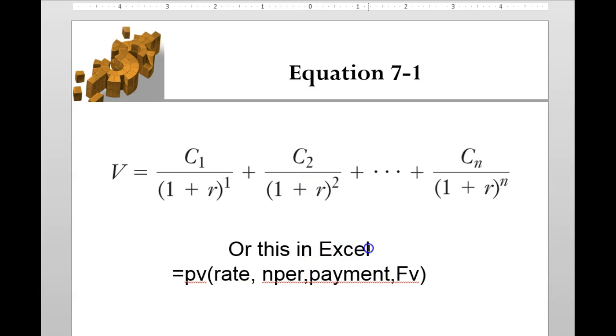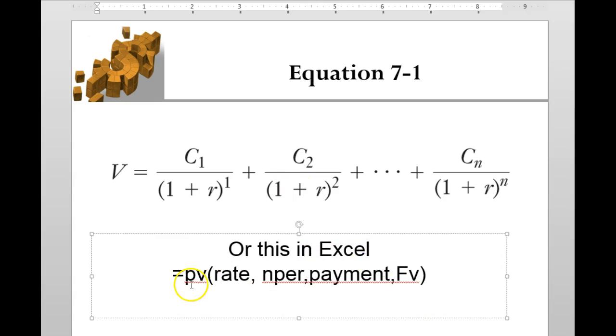This is the Excel way of doing it. This is a function. This is present value. You plug in the rate, you plug in the periods, you plug in the interest payment, and you plug in the future value, which will be 1,000, and that will give you the present value of a bond.